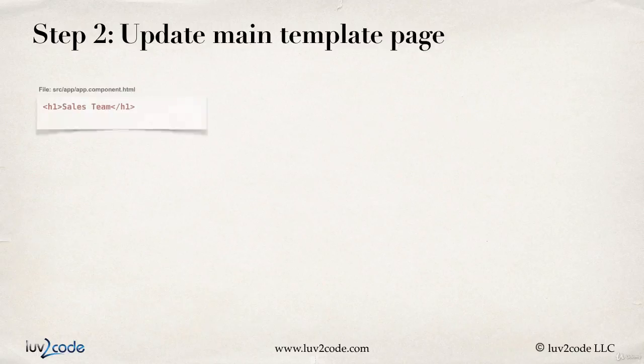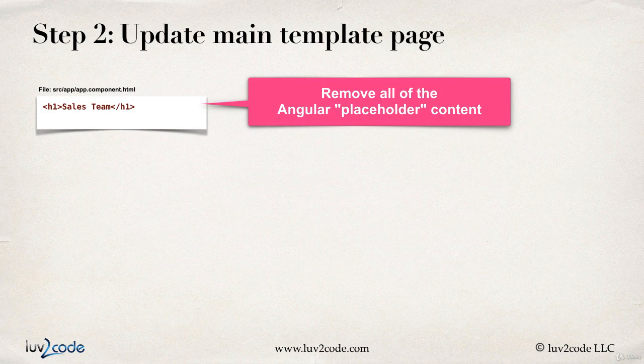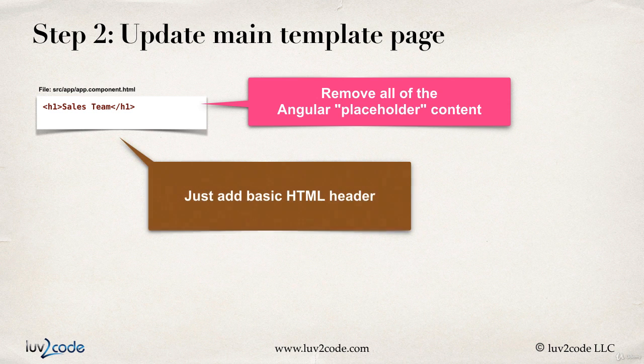Alrighty, in step 2, we'll update our main template page. I'll move into that file and remove all of the Angular placeholder content that they give us at the start, just to keep our page simple and clean for our custom project.